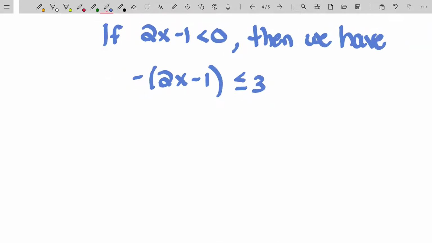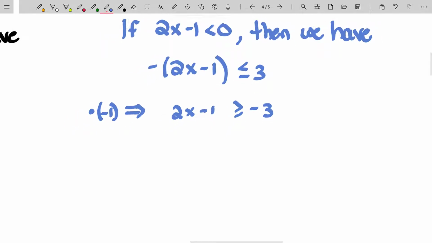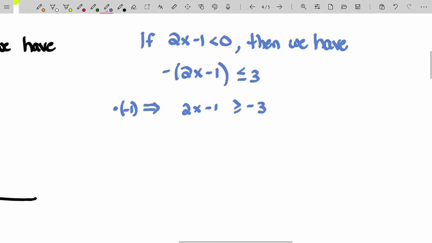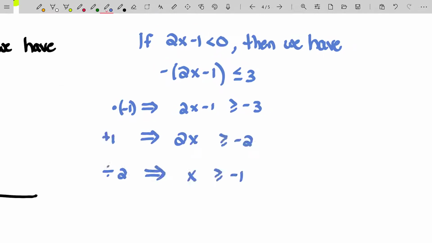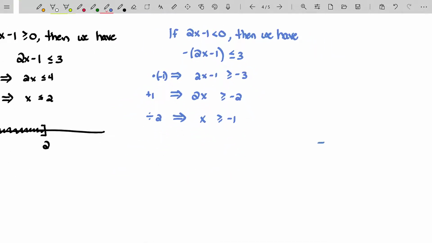Multiplying both sides by a negative, we get that 2x minus 1 is greater than or equal to negative 3, and it's greater than because we multiplied both sides by a negative number. The inequality switches. Otherwise, the rest of it is just solving like any algebra problem. And we get that x has to be greater than or equal to negative 1. Let me draw that down.